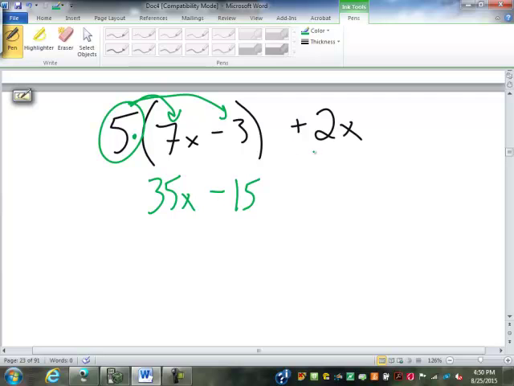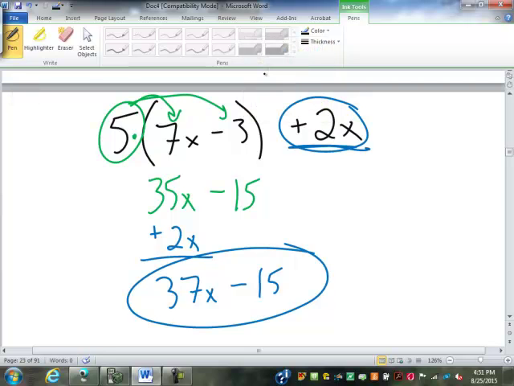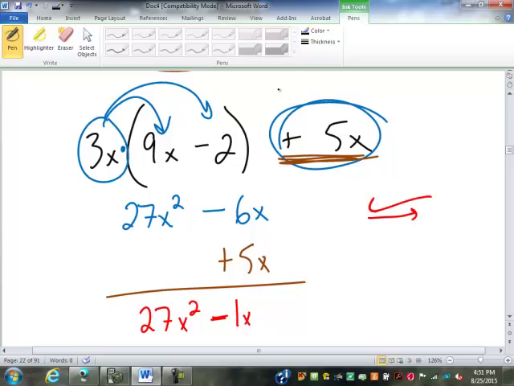Okay. Then what? Perfect. We have the 2x that we have to add to 35x. So since they're both x's, those two get combined. So 35x plus 2x is 37x. The negative 15 stays unchanged in that step. Nope, because when we add, we combine counts and we keep the same name. So like up here, when we did the 3x times the 9x, then it became x squared because we were multiplying.